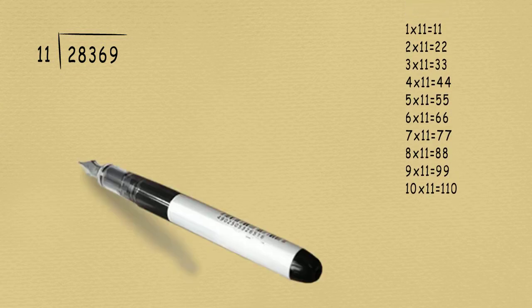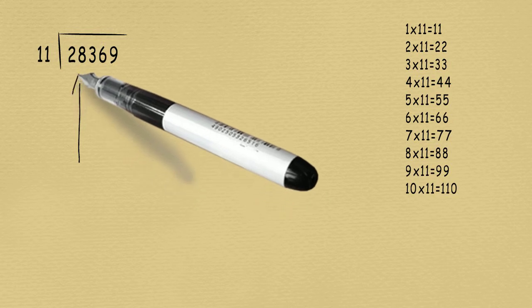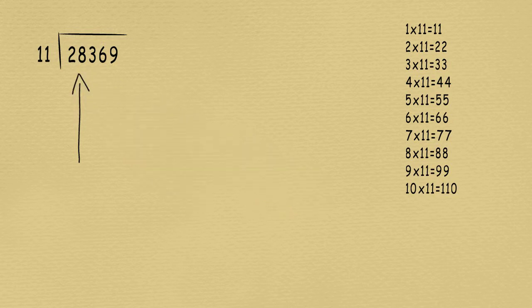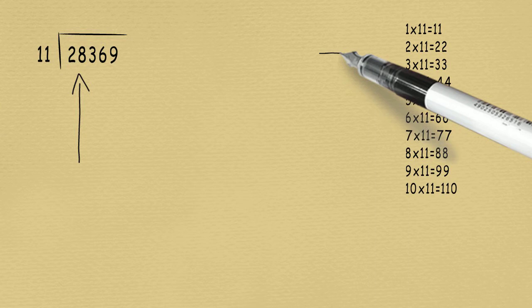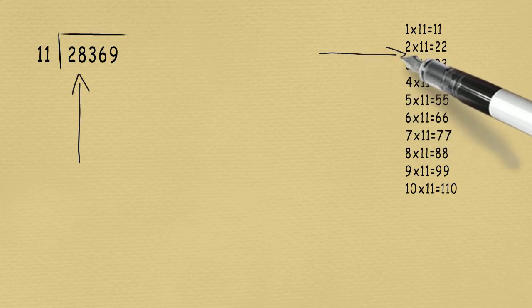Next, I'm going to look at the second number underneath the division house, which is the number 8. So in essence, what I'm looking at is the number 28 only. And I'm going to squeeze the number 28 somewhere in between two numbers in the multiplication table. And I can see that the number 28 is in between 22 and 33.